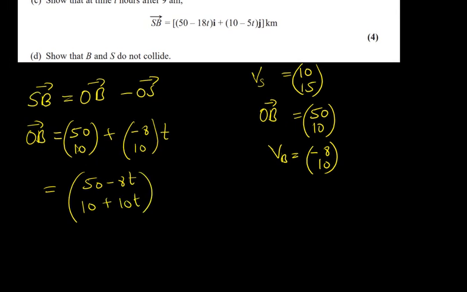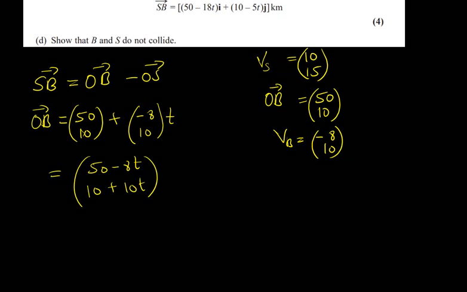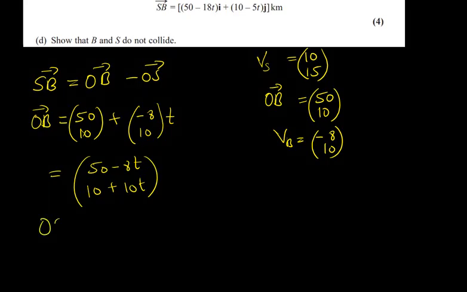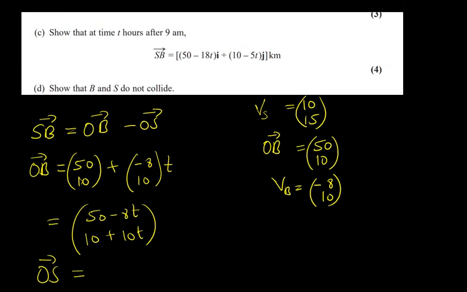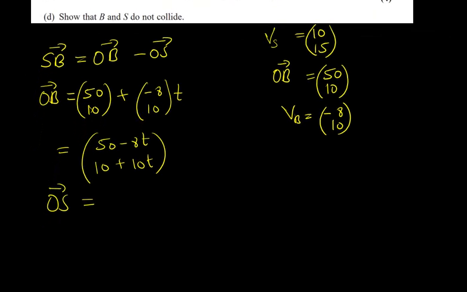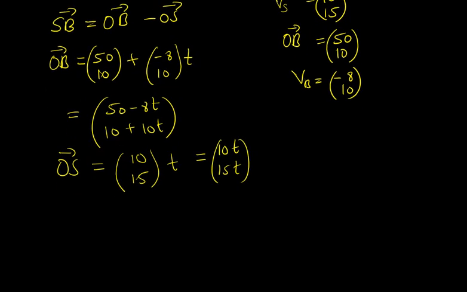And then we also need the position of the ship t hours after 9 a.m. Meaning that we're going to have the constant velocity of the ship, which is 10, 15, multiplied by time, which gives us 10t, 15t. Now we can substitute it in our formula.